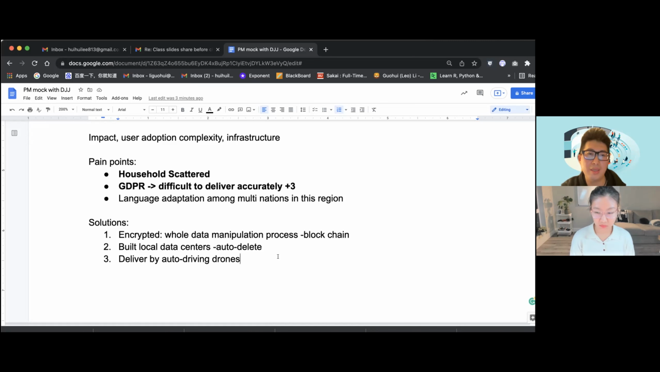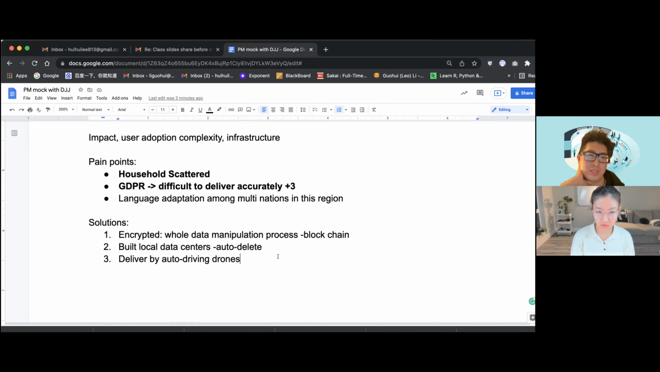Okay, the last one. I think the first two are pretty basic and easy to work on, but the last one is more efficient here: we can deliver all the products by autonomous driving drones.